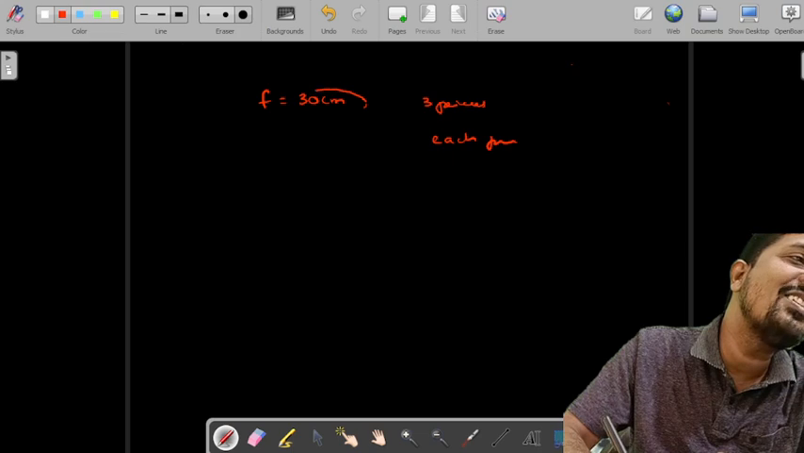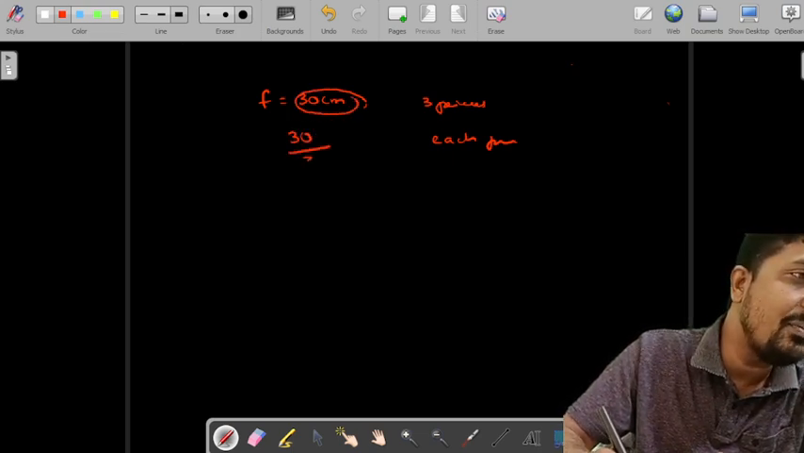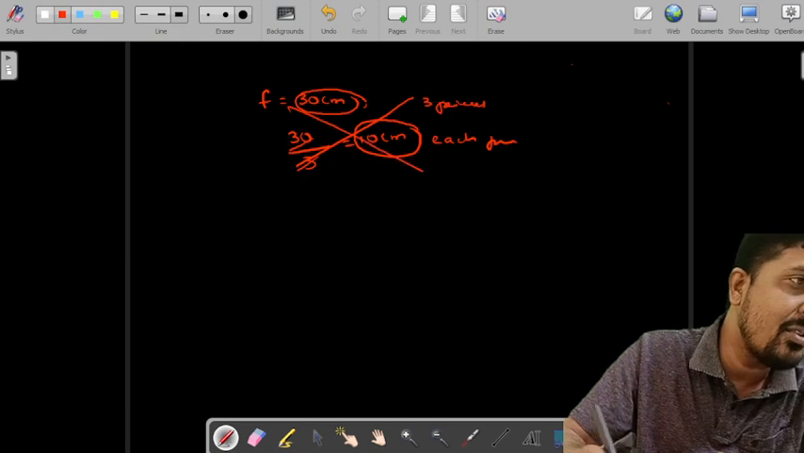So maximum students are going to give the answer as, okay, 30 centimeters is the focal length. How many pieces? 3 pieces. That's why each piece is going to have a focal length of 10 centimeters. And remember, you are absolutely wrong.